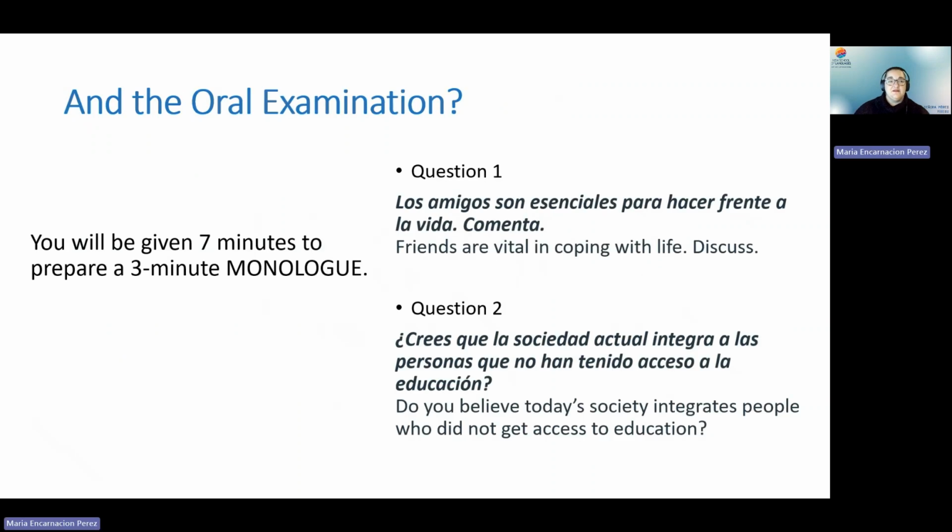And the oral examination. So as mentioned earlier, 7 minutes to prepare and a 3-minute monologue. Here's an example on screen now of a question. You get a choice between 2 questions. So question 1, los amigos son esenciales para hacer frente a la vida. Comenta. Question 2, ¿crees que la sociedad actual integra a las personas que no han tenido acceso a la educación? So in your monologue, you'll provide a standpoint and bring in your arguments. It's important that you use that 7-minute preparation time to prepare your monologue.